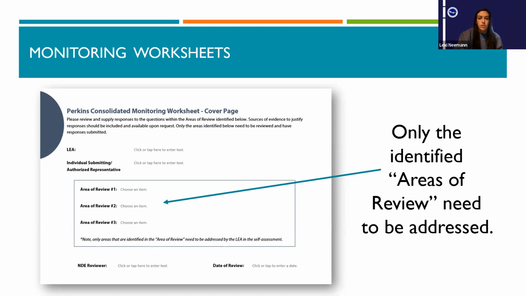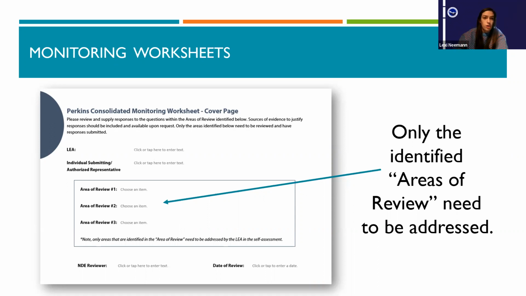So I want to start with this first page. It's the cover page, and this would be filled out by the districts that were selected, and the NDE reviewer would be whoever the Perkins monitor would be, so Chelsea or Sarah in this case. The breakdown is there are 3 possible areas to review for Perkins monitoring. MOA would be a separate function of these worksheets.